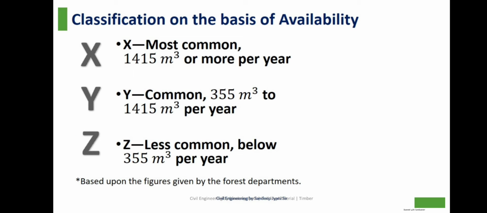Classification on the basis of availability. X, most common, 14.15 meter cube or more per year. Y, common, 3.55 meter cube to 14.15 meter cube per year. Z, less common, below 3.55 meter cube per year.